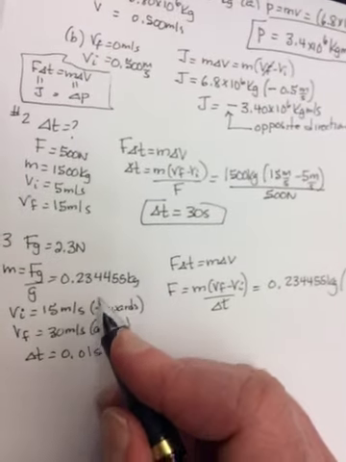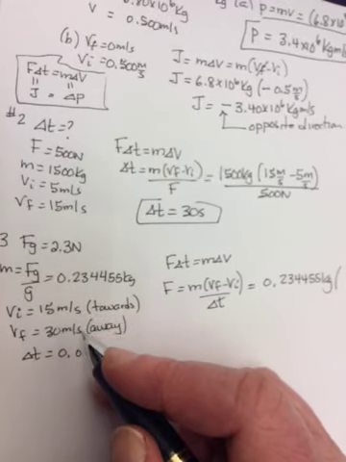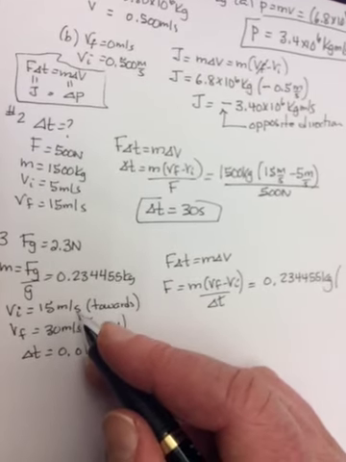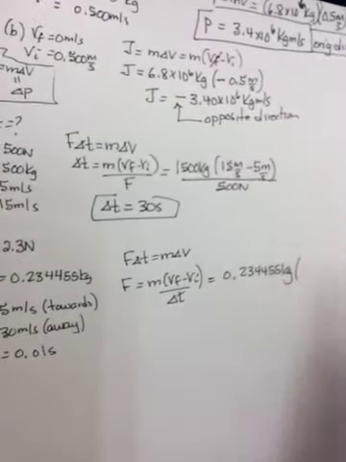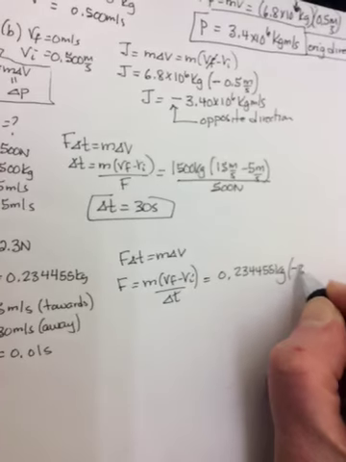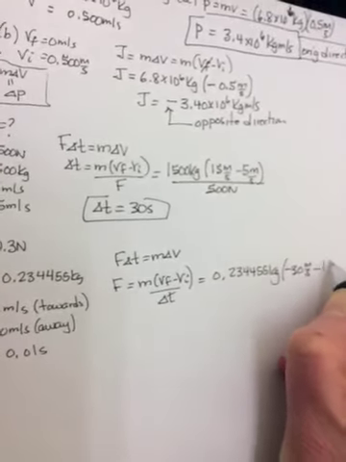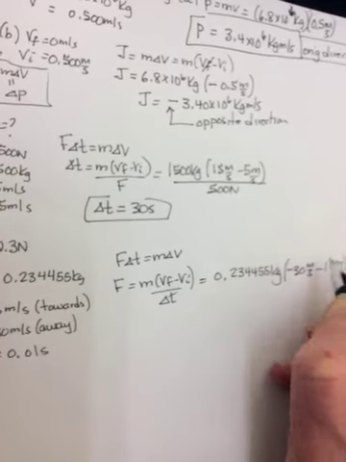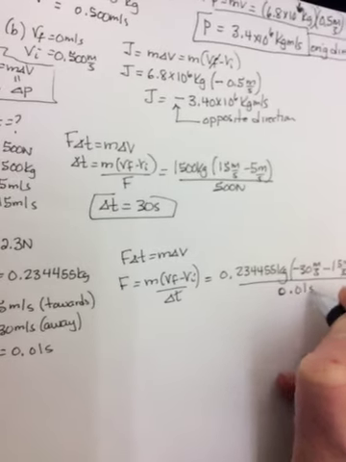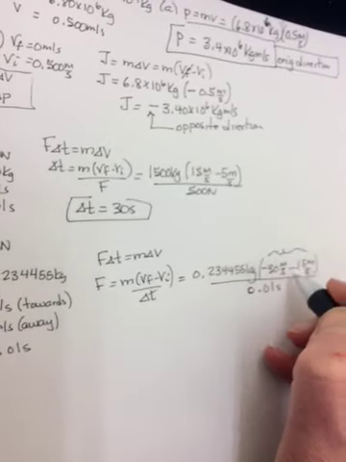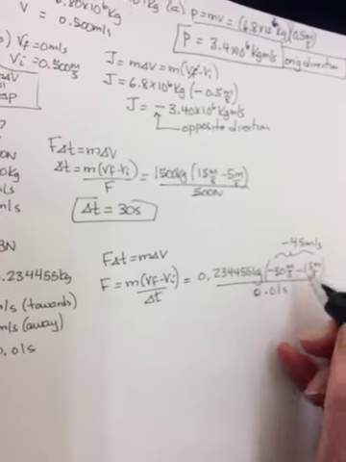Now here you need to be careful. Which one do you want to call positive? Which one do you want to call negative, towards or away? It really doesn't matter. If we call towards positive, then away will go in as negative 30 meters per second minus positive 15 meters per second, and then divide it by our time, which is 0.01 of a second. This bracket then becomes minus 45 meters per second.